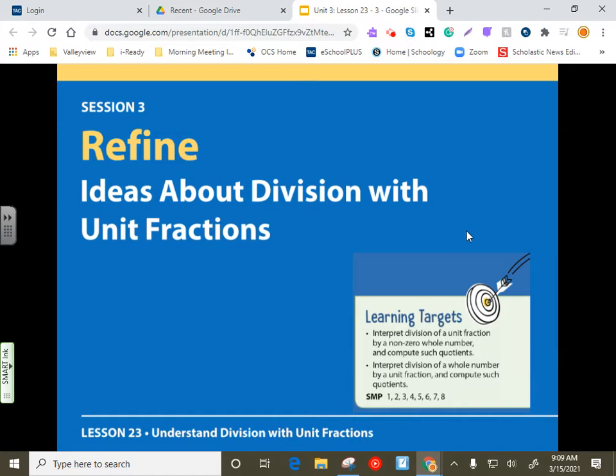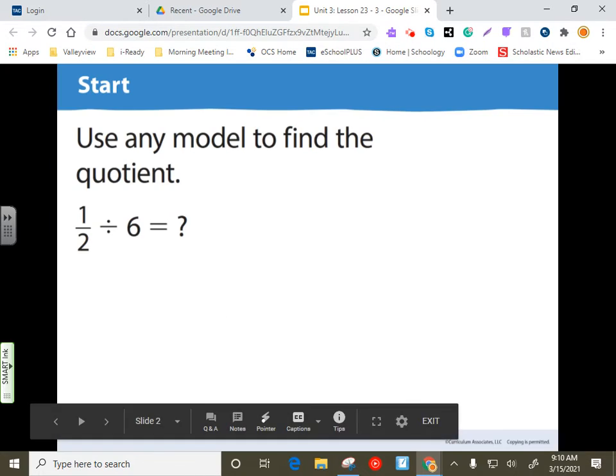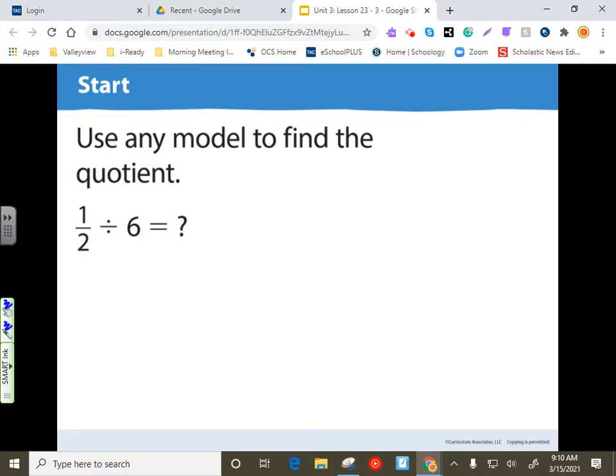All right, so here's the last session for lesson 23, and we're just going to wrap up some dividing with fractions techniques. A lot of this lesson calls for us to do models. I'm going to skip those because I just want to make sure we understand the basics of doing the division. Let's start with our warm up. Use any model to find the quotient, 1/2 divided by 6. Again, not using a model, but we'll just go with our steps.